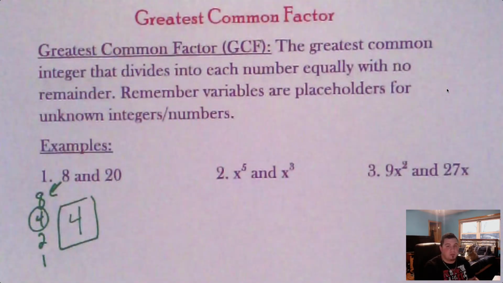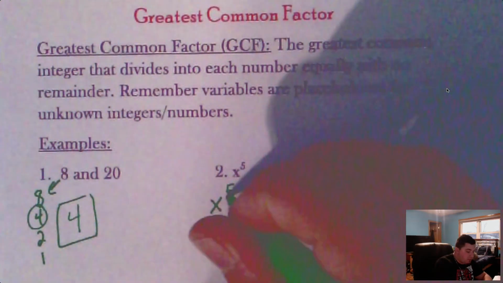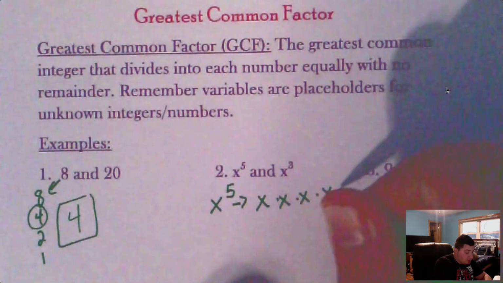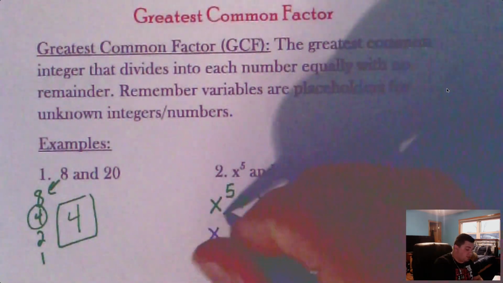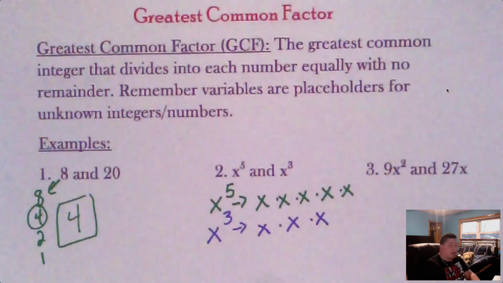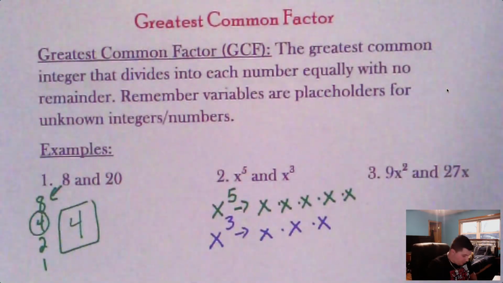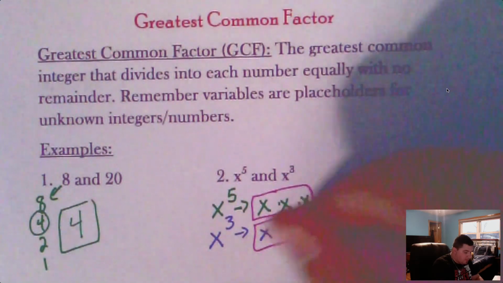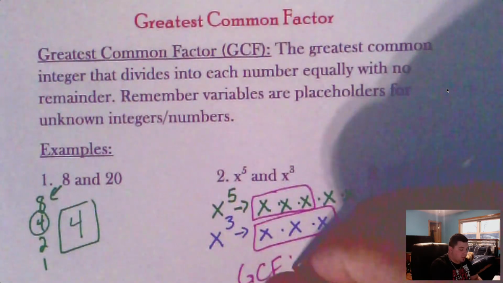All right. Between x to the 5th and x to the 3rd, we've got to think about what it means. X to the 5th means x times x times x times x times x, 5 times, whereas x to the 3rd means itself 3 times. So, as we do this, what do they have in common? They have 3 x's in common. And x times x times x is x to the 3rd. So the GCF would be x to the 3rd.